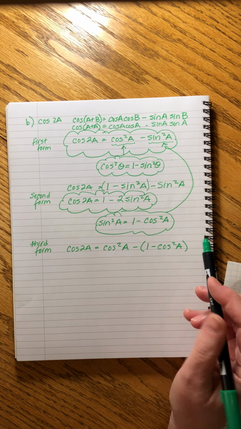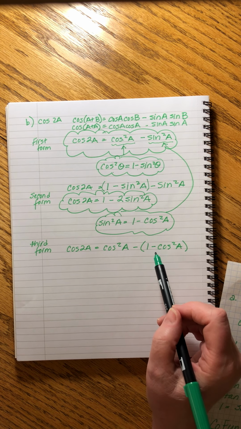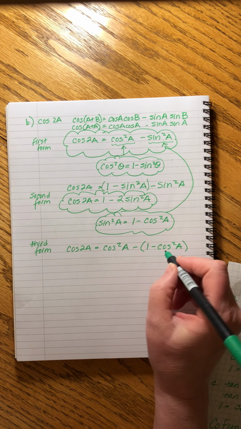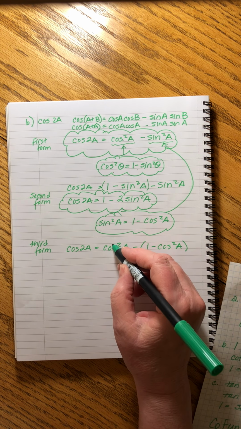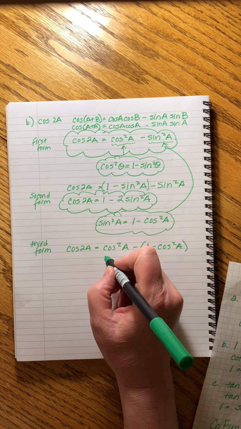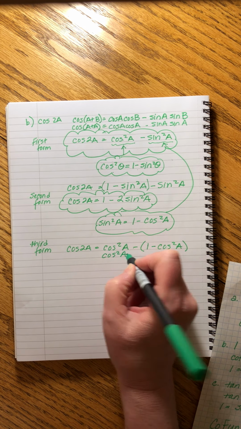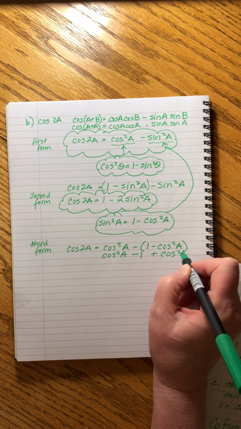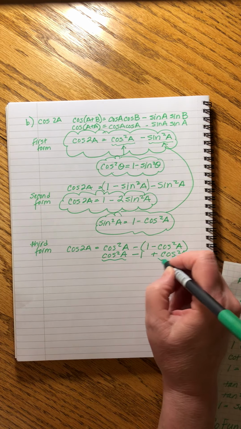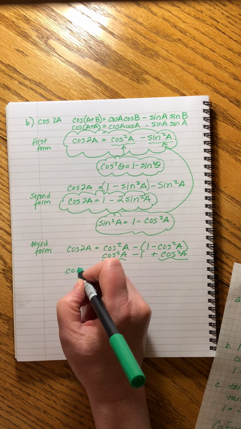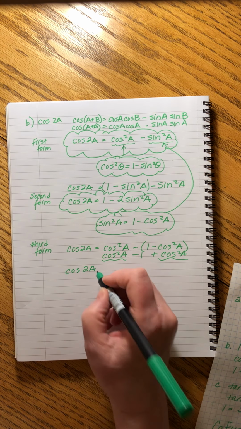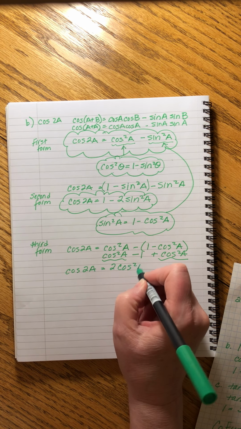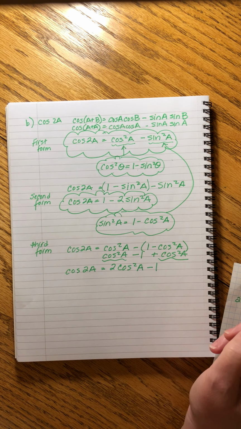This one's tricky because we have to be really careful with these minus signs, right? Because this will become a minus 1. This is going to become a plus and get added over here, right? Here, I'll just write it out. Cosine squared a, and then it will be minus 1 plus cosine squared a. So then I can add like terms, and I can say that the cosine of 2a, this is the third form, equals 2 cosine squared a minus 1.